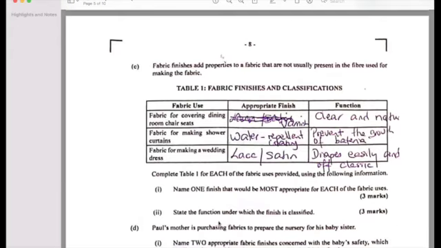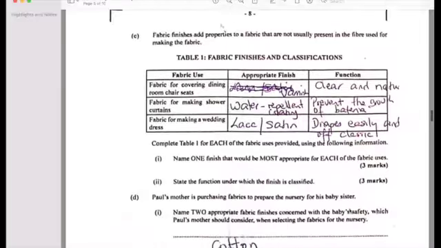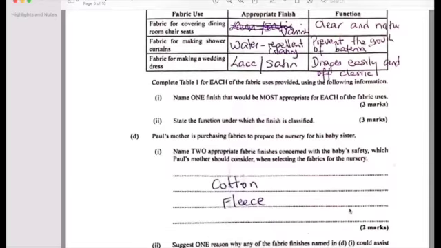So the question says name one finish. We did that, and we name one function. 3 marks. So you name the finishes, which are the 3 finishes here. And the next question says state the function, and you have the function as well. 3 marks. All right, let's go quickly.